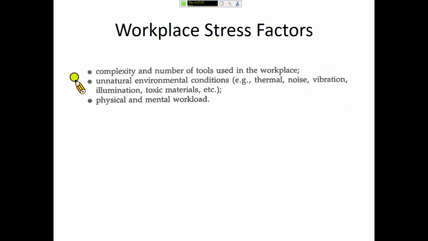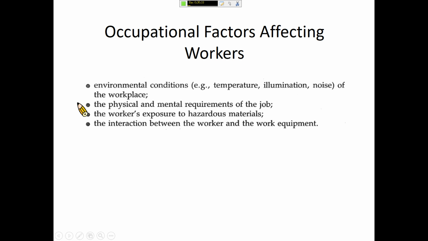And then we also have thermal conditions. We have noise conditions, vibration conditions. We have lighting, illumination. We have toxic materials we have to handle. And then we have workload problems. So these are the things that we have to take care of in ergonomics, in physical ergonomics. And all these affect workers.